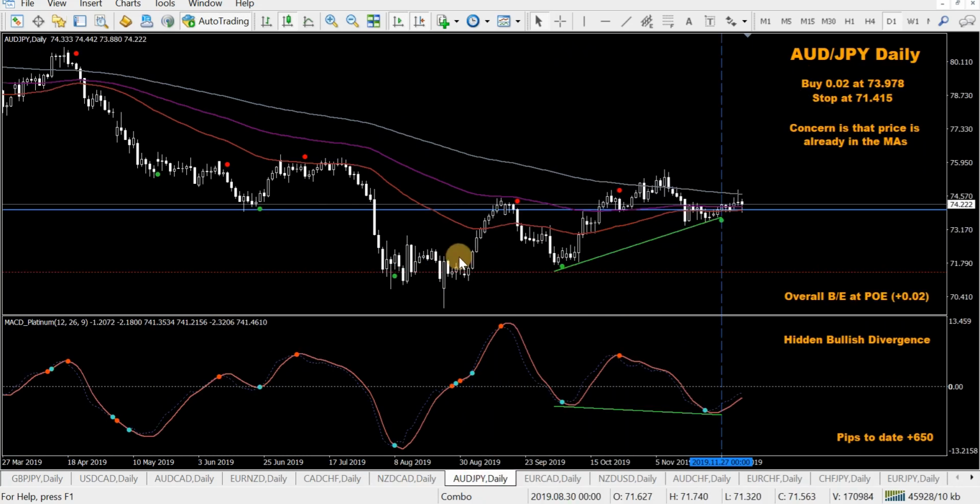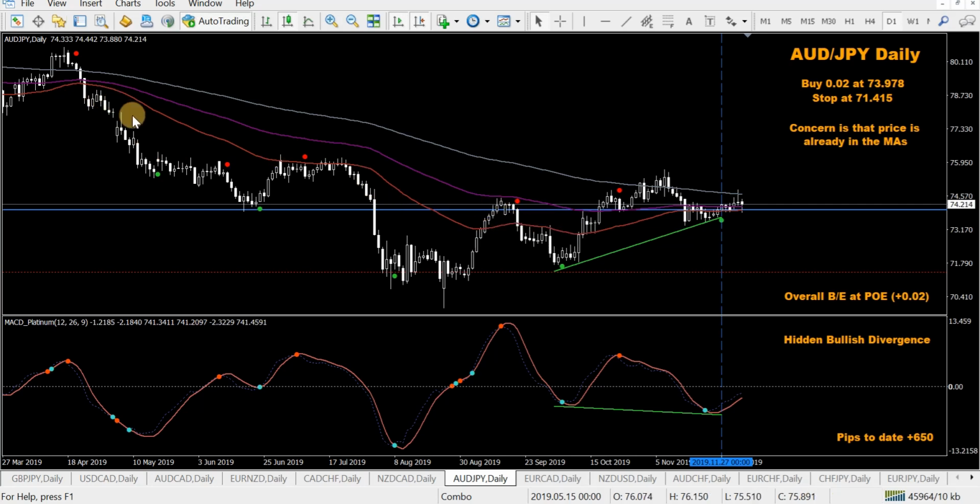All right, AUD Japanese yen, another hidden bullish divergence. Now remember, hidden bullish divergence: lower lows on the oscillator, in this case the MACD Platinum, and higher lows on price. It is a bit of a high risk trade because you're going into the MAs, price is already in there, and we're at that 240 again, very close to it. That's the 240 LMA.